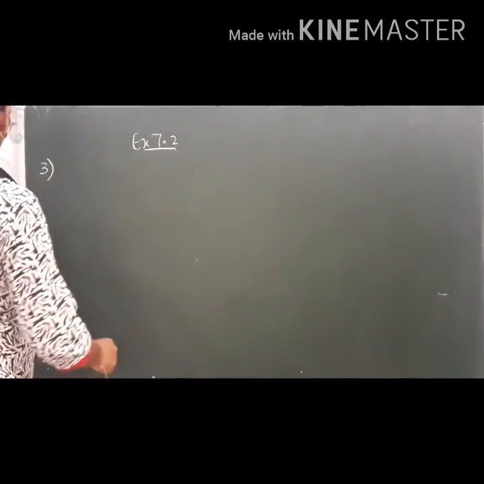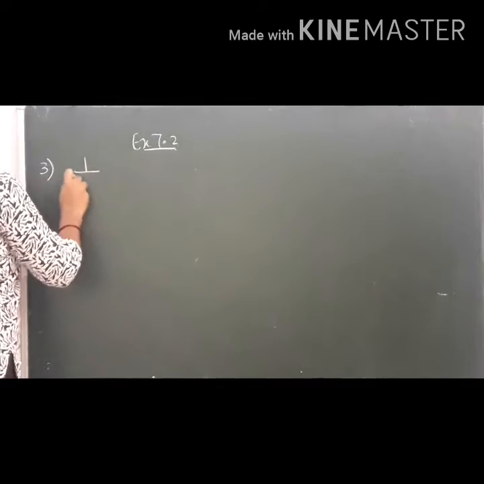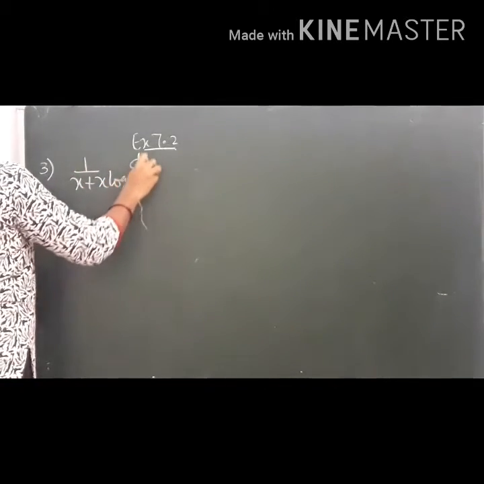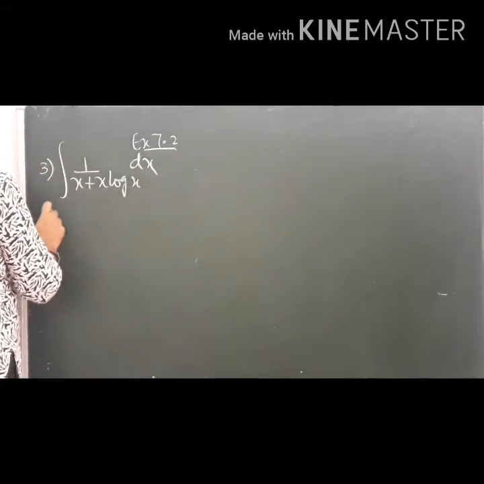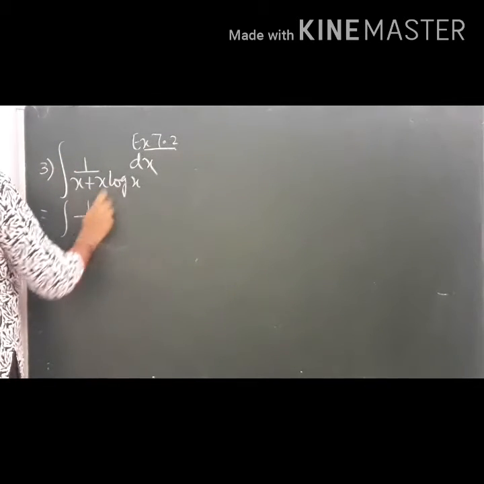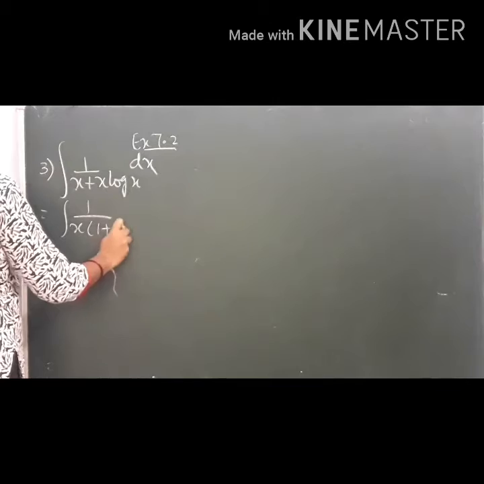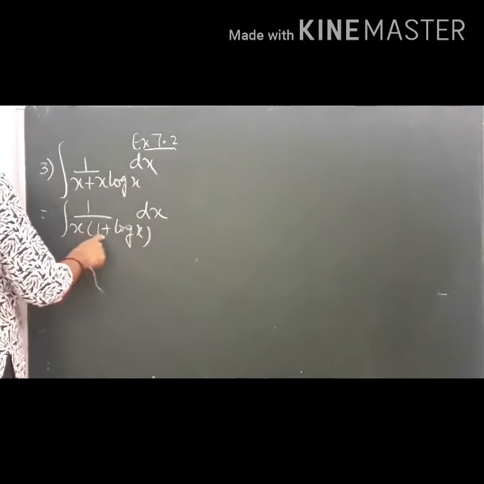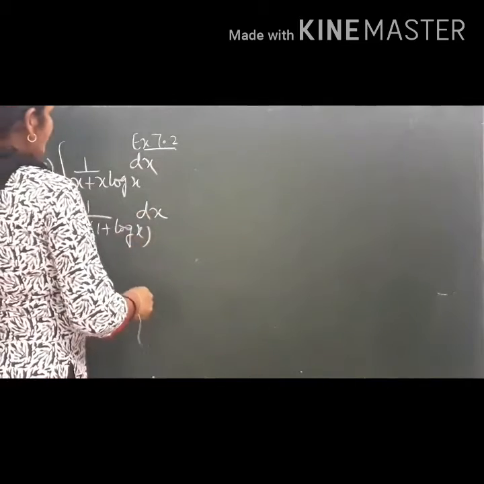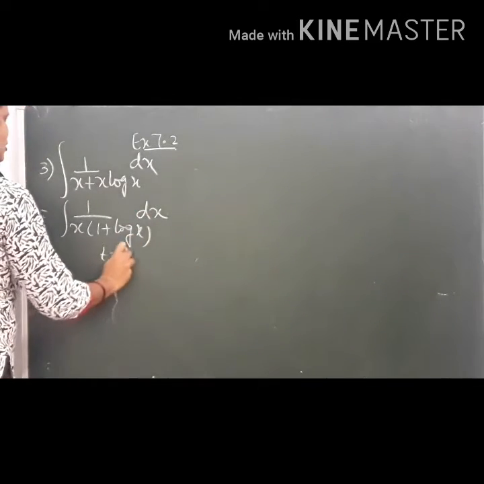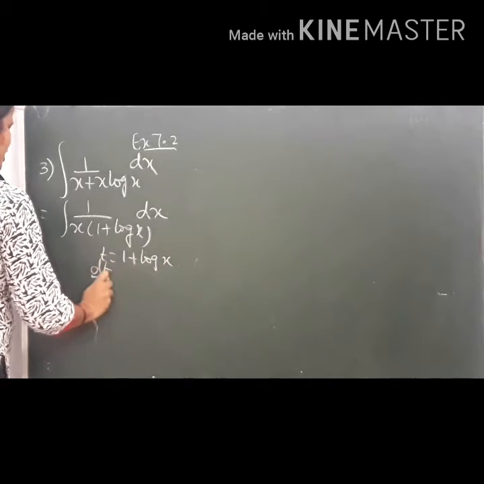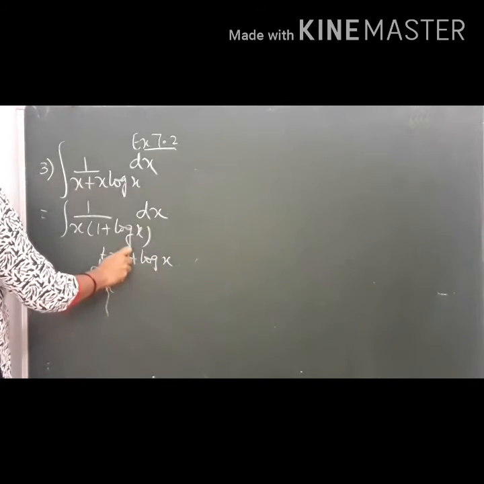So question number 3, what is given here? 1 by x plus x log x. We have to solve this integration. So we can write it like this. First of all, take the x common here. What will we get? 1 by x into 1 plus log x dx. So put here t is equal to 1 plus log x. Substitute here. So dt upon dx, what will we get? d1 by dx is 0.